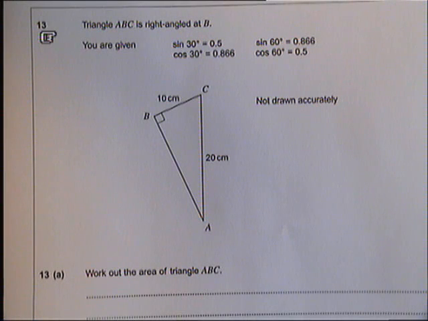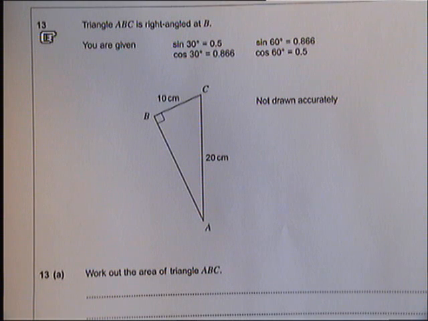This is question 13, part A, from the Mod 5 Higher Paper 1, November 2010. It's the second question on this paper, which is a non-calculator paper where trigonometry has cropped up. If we look at this question, first of all, it's asking us to find the area of a triangle.